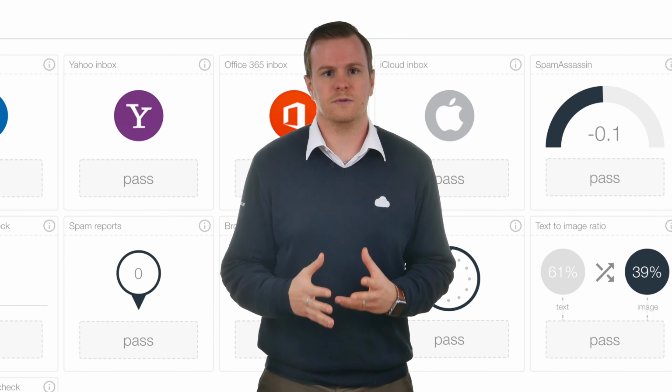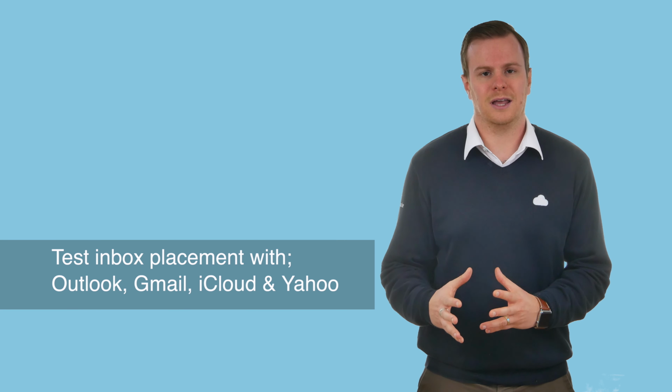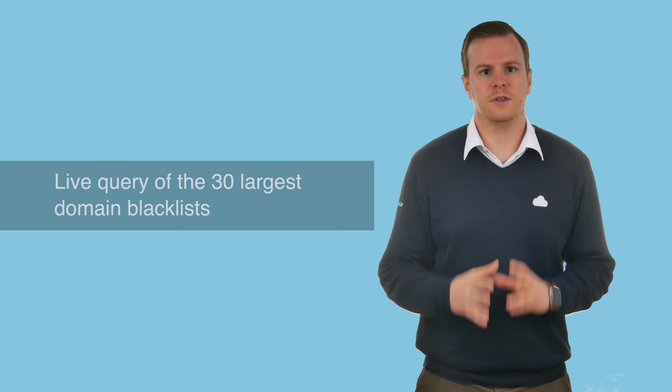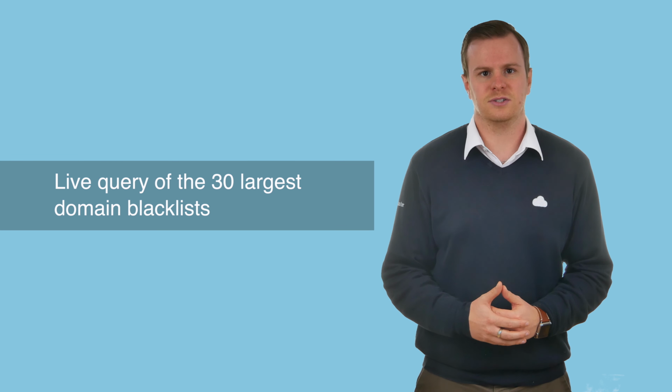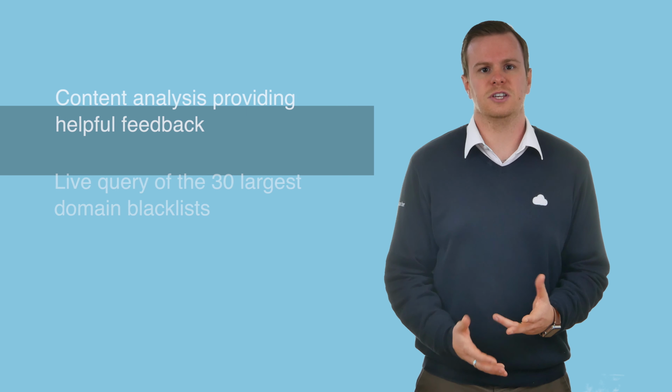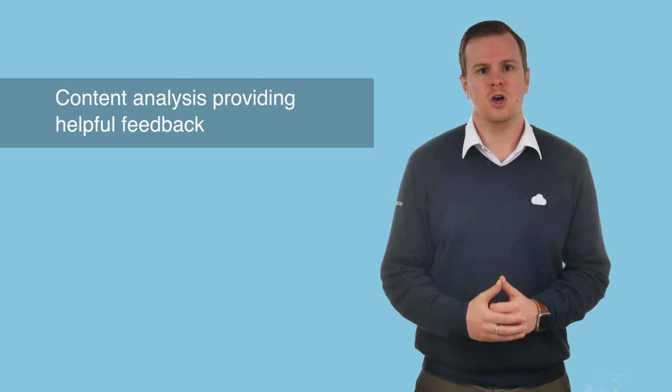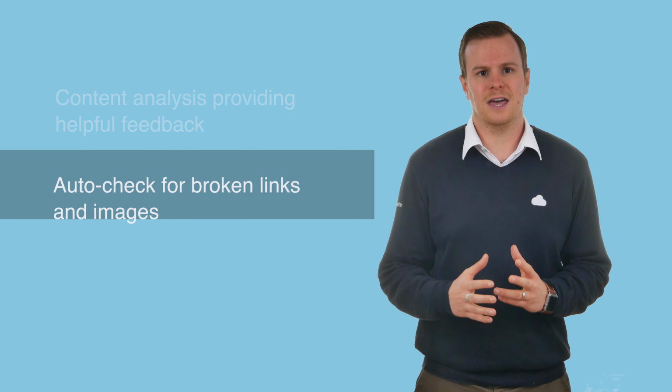The tools used to evaluate your send include the following areas. Test inbox placement with Outlook, Gmail, iCloud, and Yahoo. Now this uses the same spam scoring algorithms used by the largest email providers. Live query of the 30 largest domain blacklists. Content analysis providing helpful feedback, and auto check for broken links and images. Okay, so that is Spam Score in a nutshell. Now let's take a look at some of the key areas and what they mean.